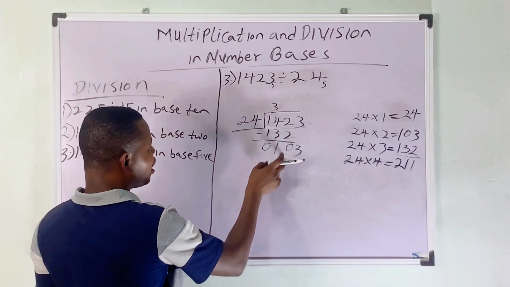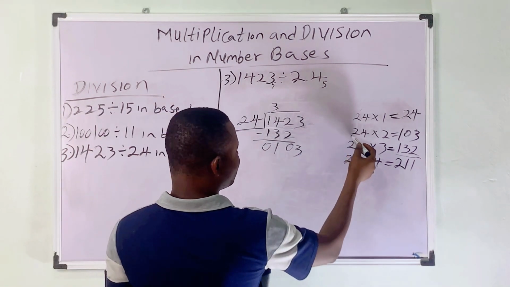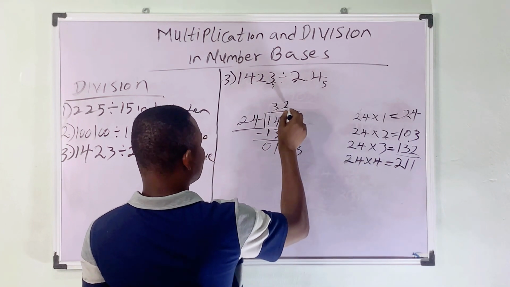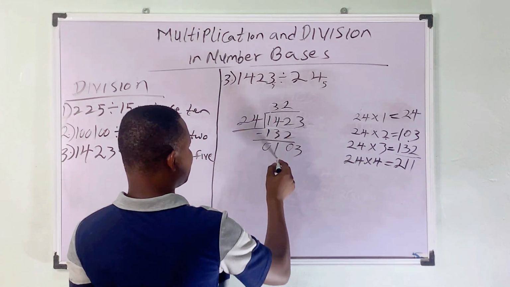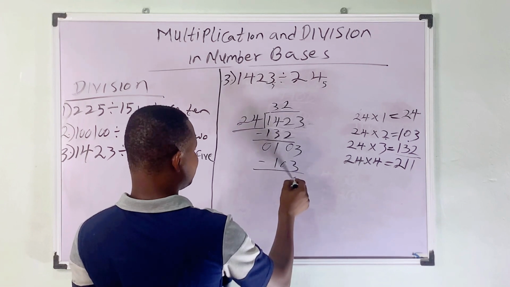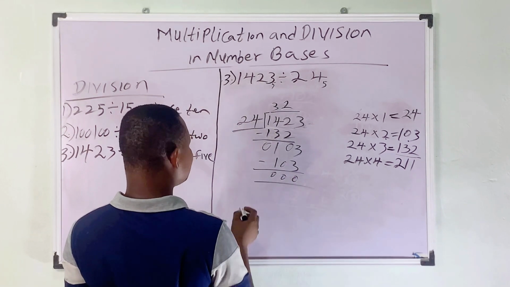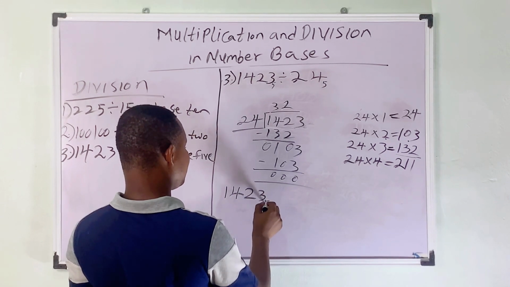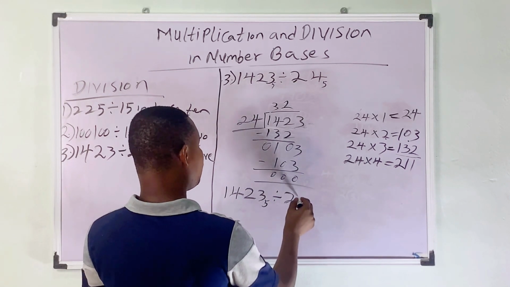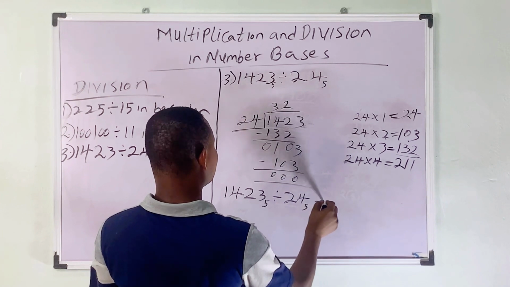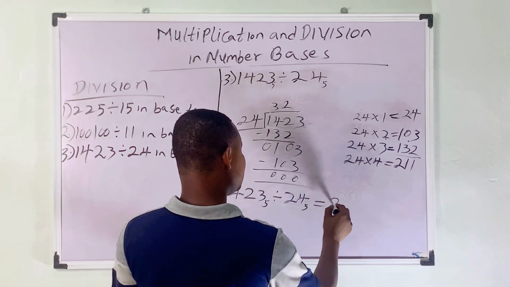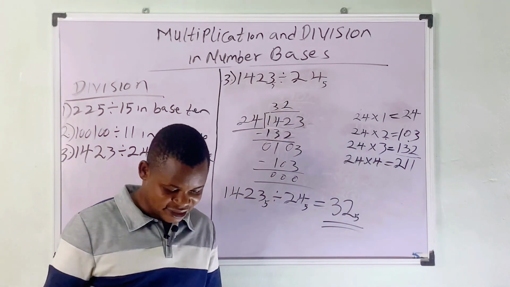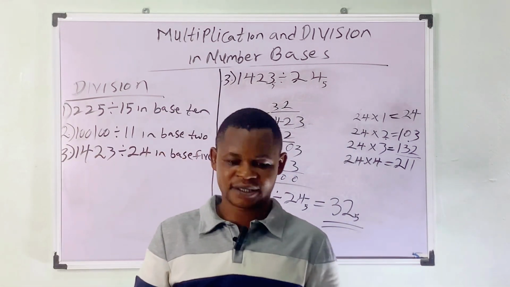Now, 103 divided by 24, don't forget we have it here, and that is 2. So 24 times 2, 103. We have 0, 0, 0. That means 1423 in base 5 divided by 24 in base 5 will be equal to 32 in base 5. It is as simple as this.